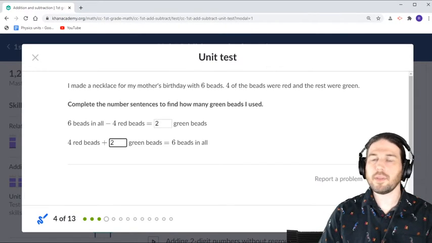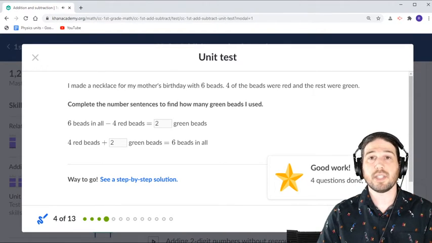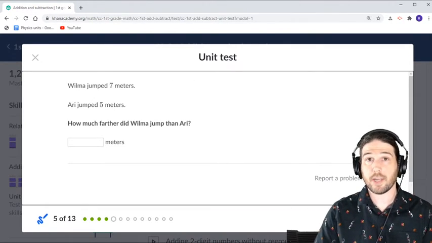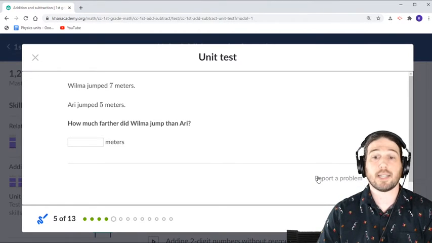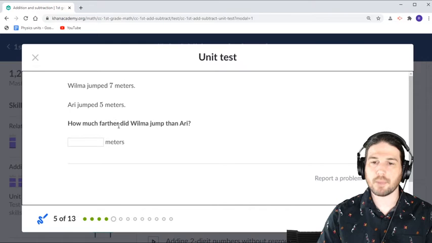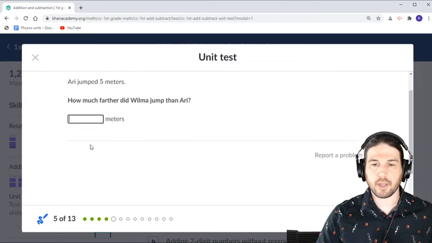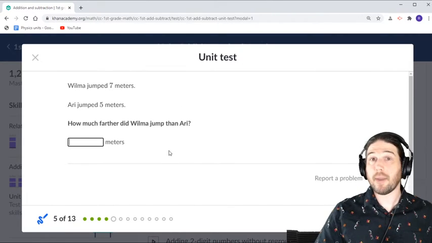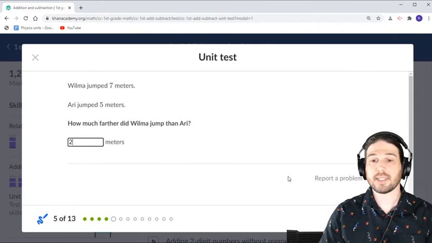Again, throwing these problems that are just slightly curveballs is very important because students need to be able to adapt to new situations without having to fall back on just dogmatic processes. Wilma jumped 7 meters. Ari jumped 5 meters. How much farther did Wilma jump than Ari? Well, let's see. 7 minus 5 is 2, because 5 plus 2 is 7.